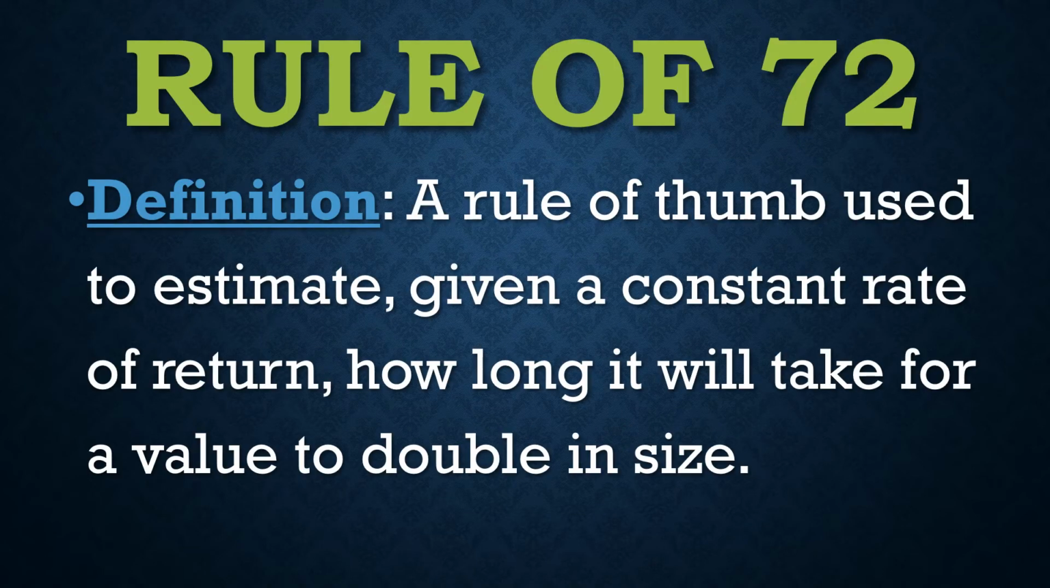A shortcut for looking at the power of compound interest is called the rule of 72. The rule of 72 is a rule of thumb used to estimate, given a constant rate of return, how long it will take for a value to double in size. Basically, all that you have to do is think about the time to double being approximately 72 divided by our interest rate or growth rate.